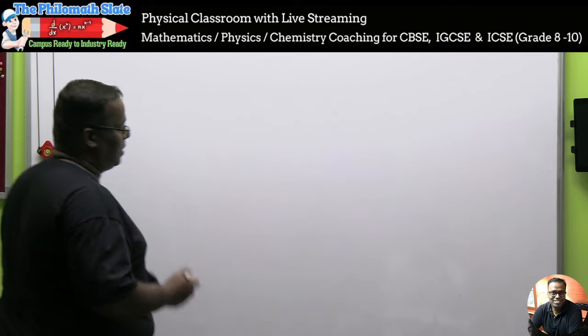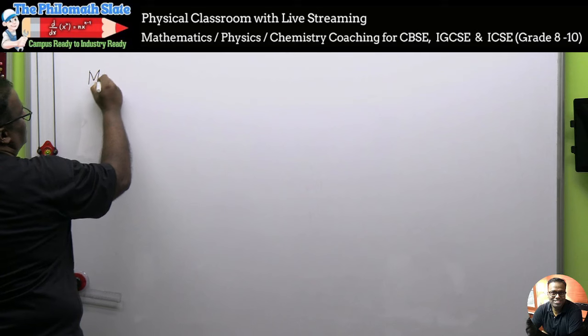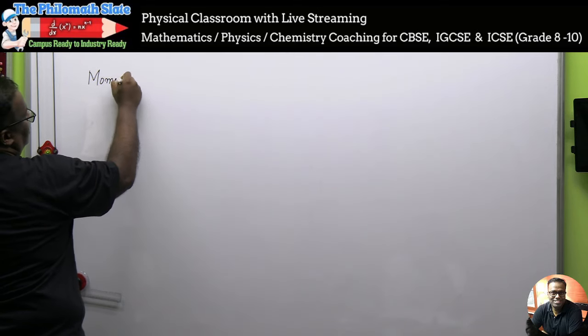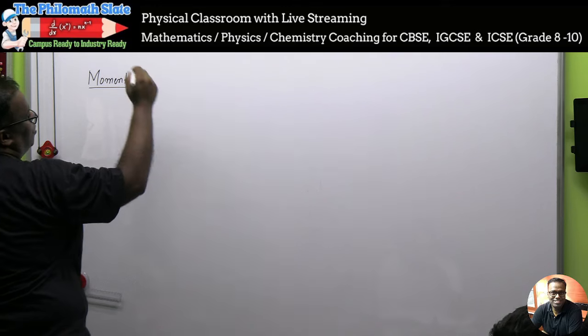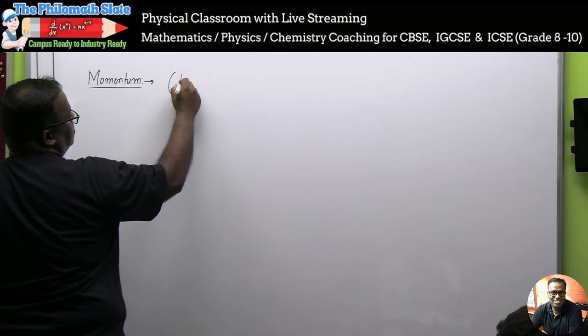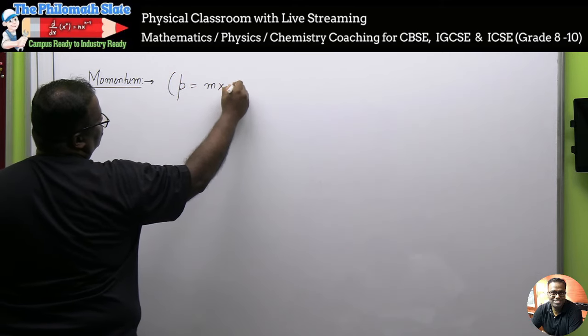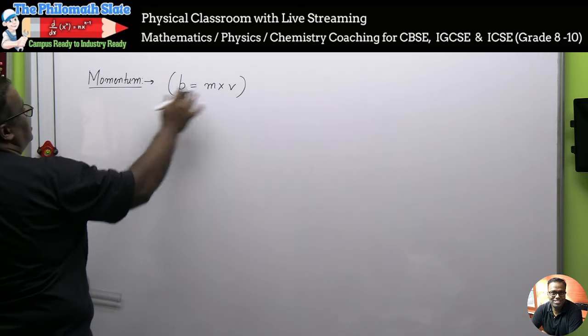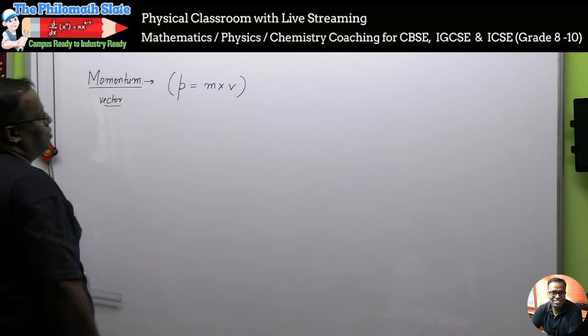Right. So we were discussing, before discussing second law, we discussed something called momentum. Is this clear? Does anyone remember what is momentum? Momentum is a vector quantity represented by P, and the magnitude of P is given as mass into velocity. And since velocity is a vector, momentum is also a vector quantity, right?